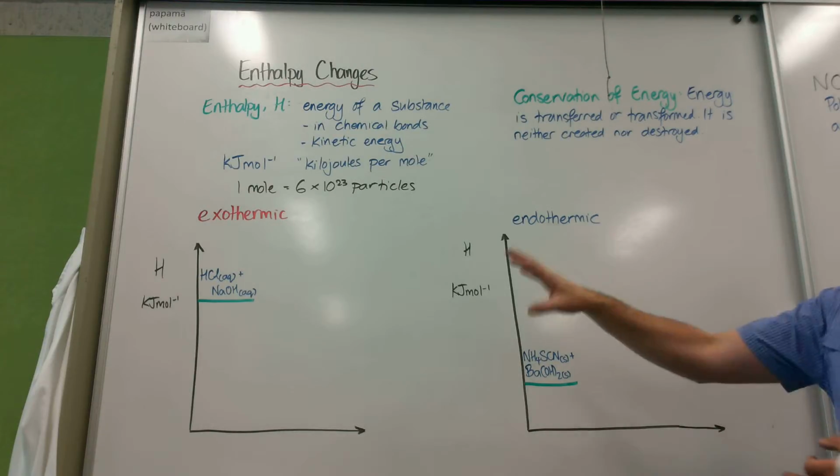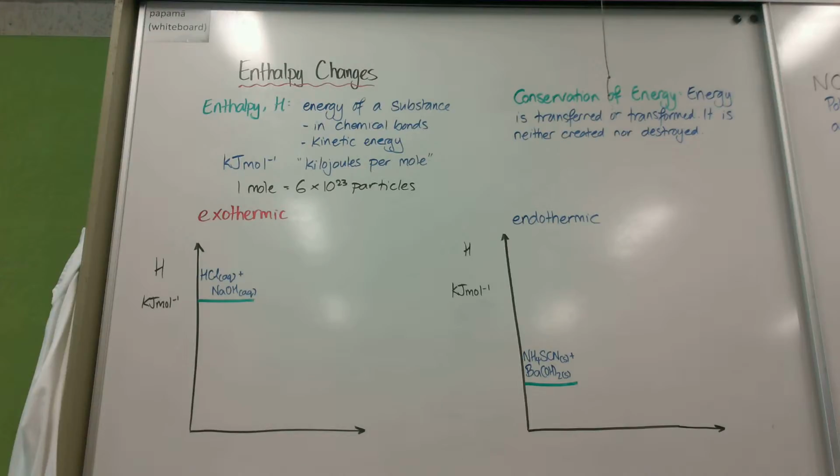So I'm going to use 2 of the examples that we had in our experiment to show you how we show these on a graph, but also to explain why they got hotter or colder.